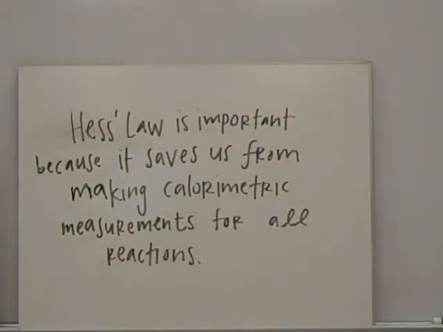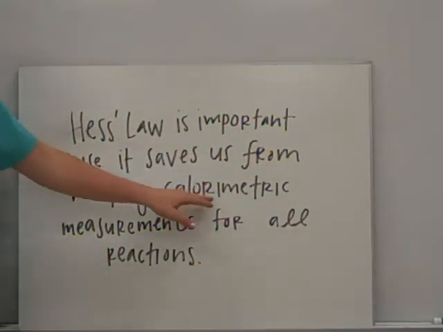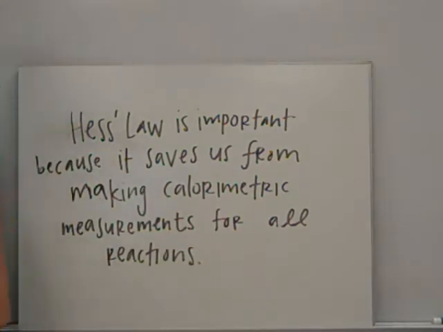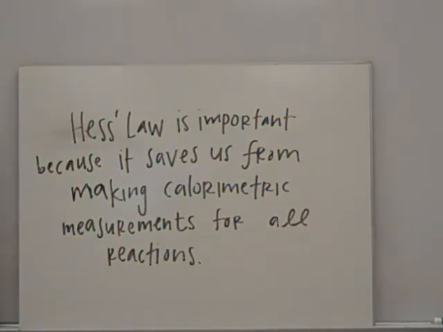So why is this important? Well, Hess's Law is important because it saves us from making calorimetric measurements for all reactions. As a chemistry student, this is really, really important because we can use step reactions to find the overall delta H for any equation. If we have an equation on paper that we haven't necessarily found the change in enthalpy of, but we have found the change in enthalpy for the steps that make up that reaction, we can use the enthalpy changes from each of those steps to find the delta H in the equation that we not necessarily have determined experimentally, and we won't even have to do an experiment, which is awesome.